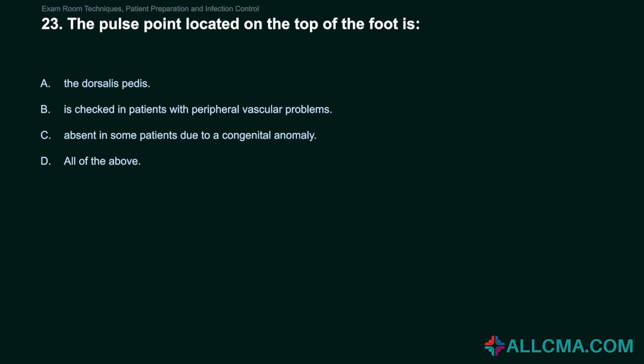23. The pulse point located on the top of the foot is A. The dorsalis pedis. B. Is checked in patients with peripheral vascular problems. C. Absent in some patients due to a congenital anomaly. D. All of the above. Correct answer, D. All of the above.